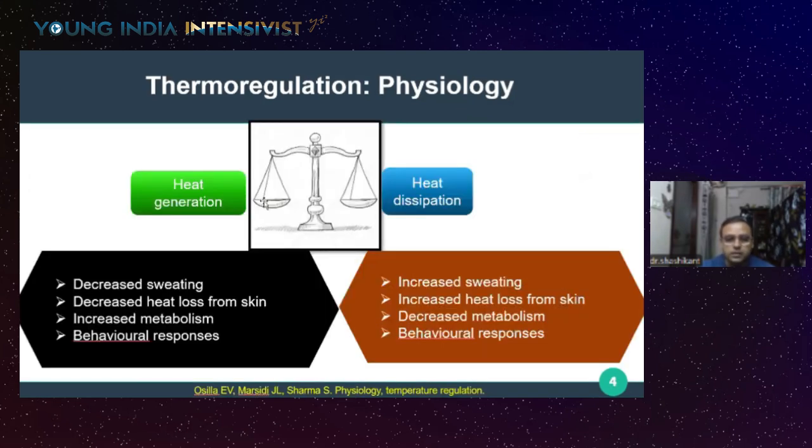Here we can see that there are different mechanisms of heat generation that include decreased sweating, decreased heat loss from skin, increased metabolism, and various behavioral responses like moving to a warmer place, covering the body with more clothes or blankets. And the reverse happens when we need heat dissipating mechanisms.